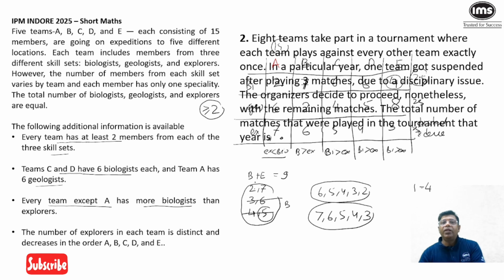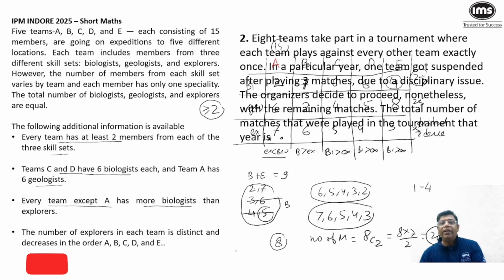Each team takes part in a tournament where each team plays against every other team exactly once. Now, again, this question uses the concept of games and tournament. So if you have looked at my previous video, where we discussed the IPMAT 2021 paper that was based on games and tournament, we discussed that if there are 8 teams and they are playing exactly one match with all other teams, the number of matches played would become 8C2, which is 8 into 7 by 2, that is 28. Then it says in a particular year, one team got suspended after playing 3 matches.